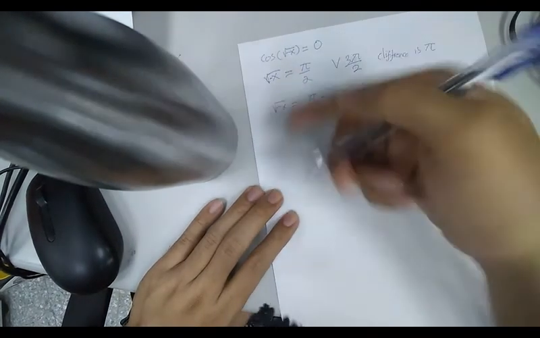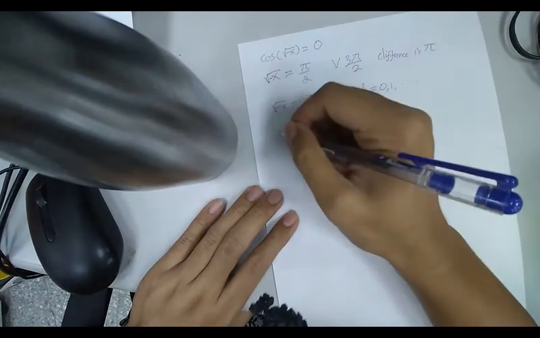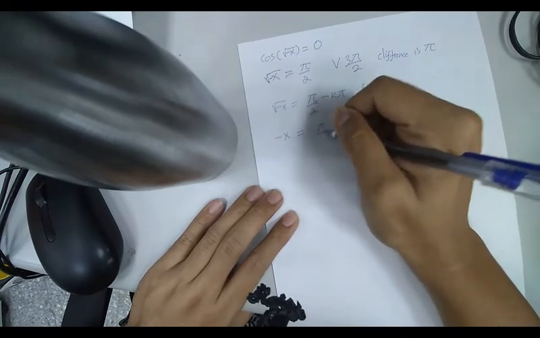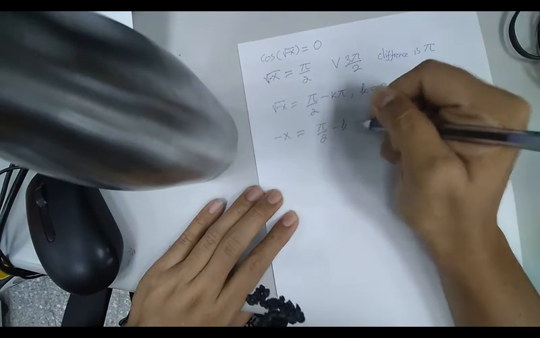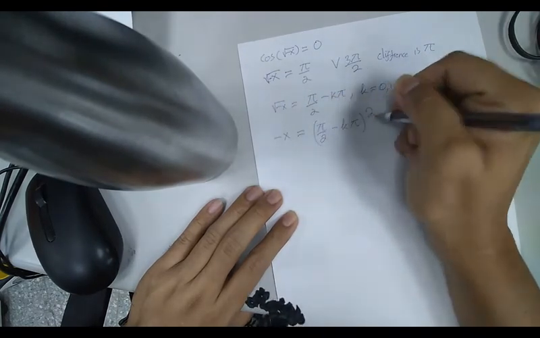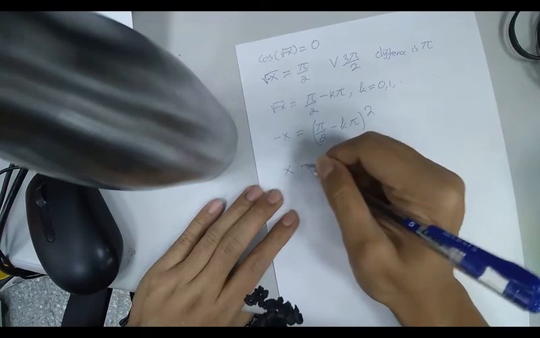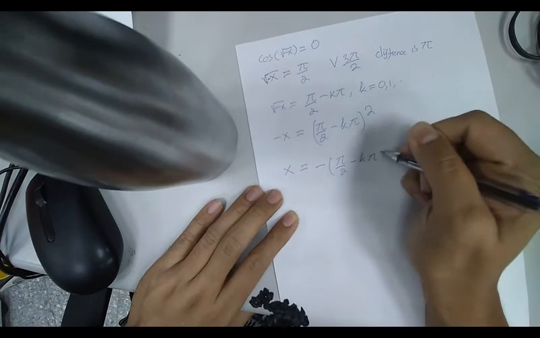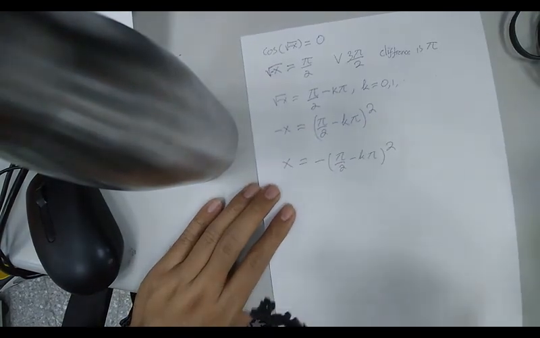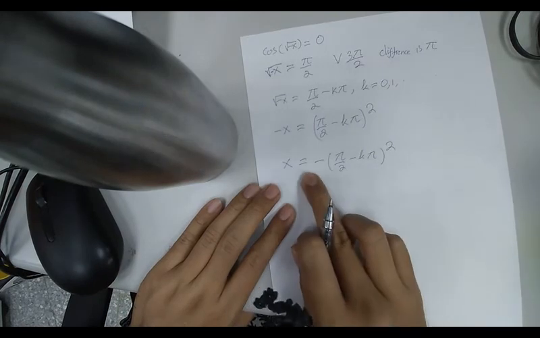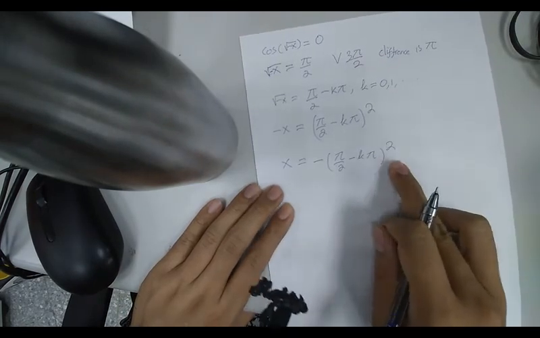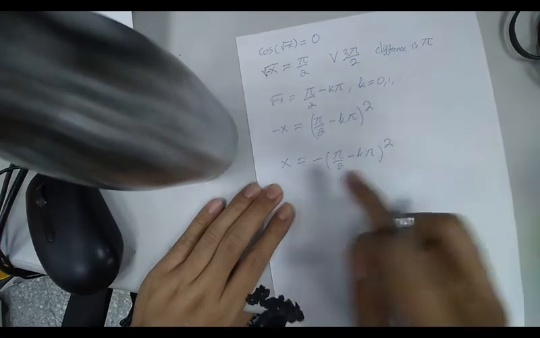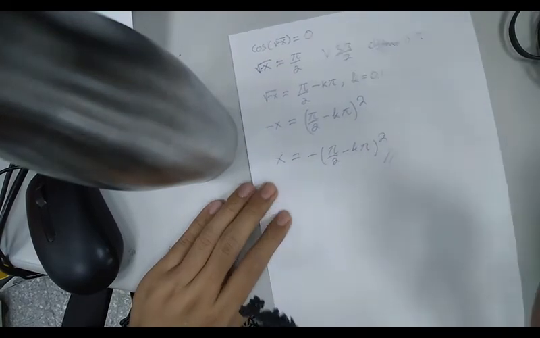Later we will square. Well, now we will square both sides, so we have minus x equals pi over 2 minus k pi squared. So x becomes minus (pi over 2 minus k pi) squared, which let us check once again should be fine, because this one squared must be positive and with the minus it must be negative, so x is negative. So this is our answer for this question.